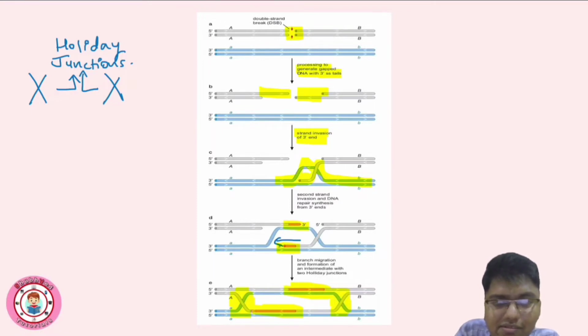And this recombination is an accurate process. In the previous video about non-homologous end joining, we saw that it is a mutagenic process, meaning mutations are still there in the DNA. Mutations are not repaired. But in homologous recombination, the DNA synthesis is very accurate. So these are the steps, but basically every step requires some proteins or enzymes. Let's see the whole process in detail.